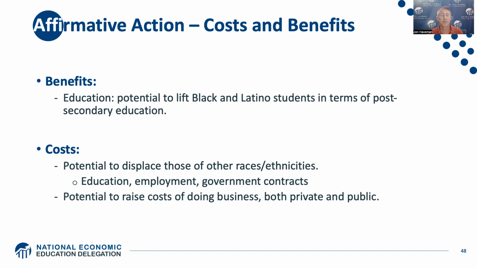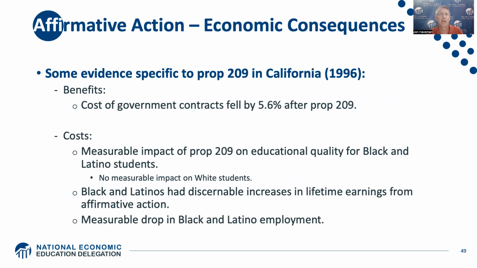Right, so those costs, if we're displacing white and other ethnicities from college, that's a cost. If we're raising the cost of even just simply government contracting, that's a cost, and we have to figure out if doing the one is worth doing the other. How do we do that? Well, we turn to the evidence, and there's a little bit of evidence from here in California. In California, Proposition 209 was passed in 1996. That banned affirmative action in the state, in government contracting, in education, and in employment practices, right?